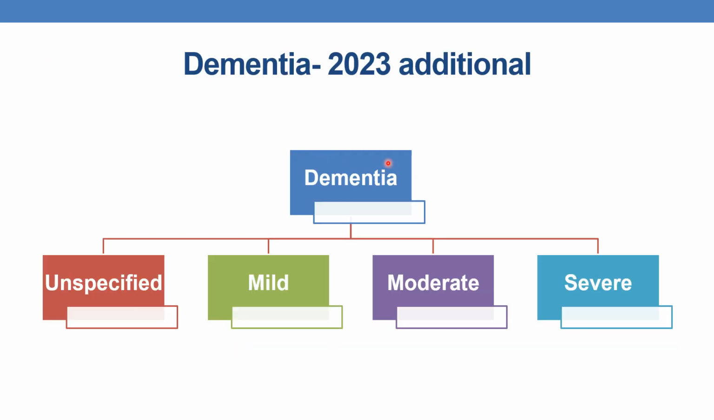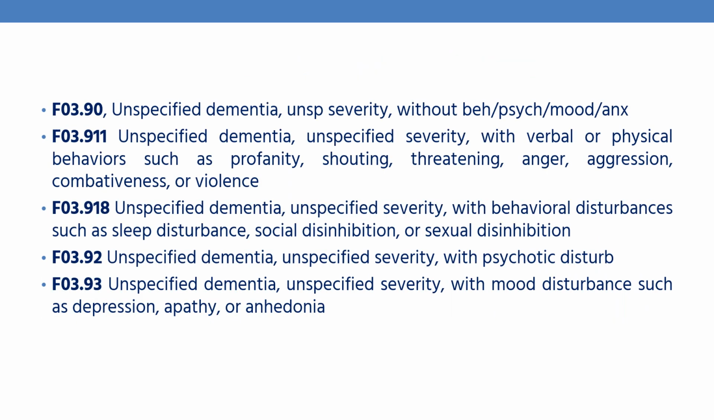The new addition of dementia codes is the severity levels: unspecified, mild, moderate and severe. They have been newly added and there are several codes indicating the specific severity level. Here are some examples of newly added codes. F03.90 indicates unspecified dementia, unspecified severity, without behavioral, psychological, mood or anxiety disorders. Next is F03.911, unspecified dementia, unspecified severity with verbal or physical behaviors such as profanity, shouting, threatening, anger, aggression, combativeness or violence.